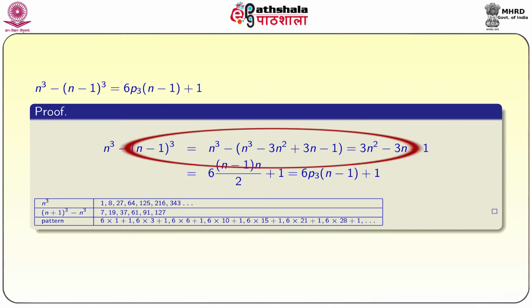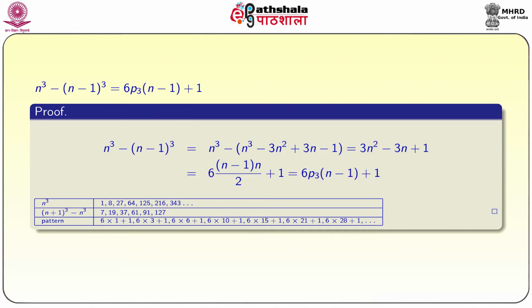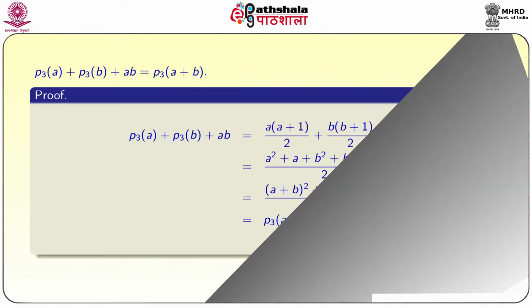Again here, if you look carefully, I take all the cubes, n cube minus (n minus 1) whole cube, those are the numbers we get. The pattern here, if you observe: 7 is nothing but 6 into 1 plus 1, 19 is nothing but 6 into 3 plus 1, 37 is nothing but 6 into 6 plus 1 and so on. So, this is a nice pattern. This is another way to prove it, just by observing this.